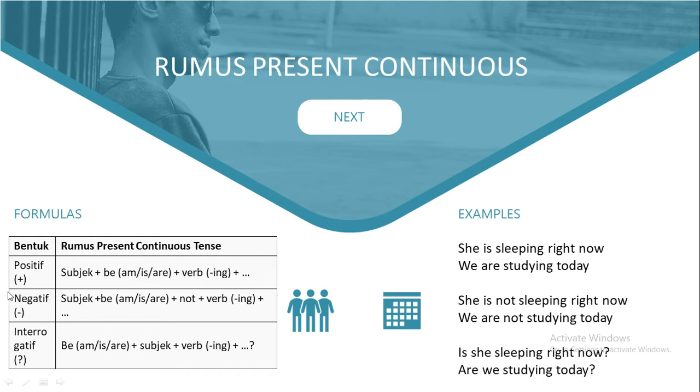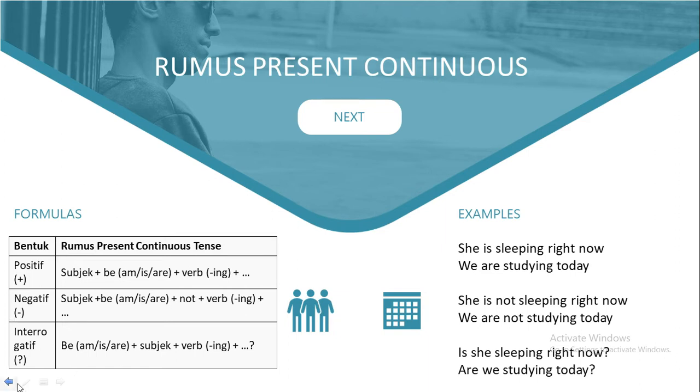Next, if you want to deny something, you use the negative form. You add the subject, and again you add to be, but make sure you choose only one of the three to be, and then you add not. And don't forget, you use verb one plus ing, because the main point of continuous is the verb one plus ing and also the to be. If you don't have any to be and verb one plus ing, you cannot say that the sentence is continuous.